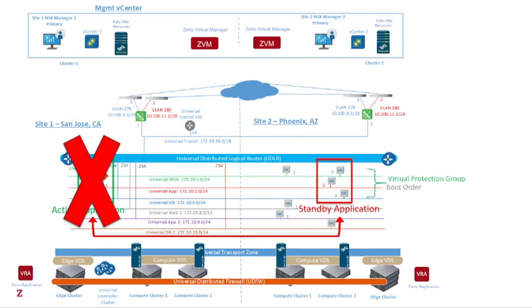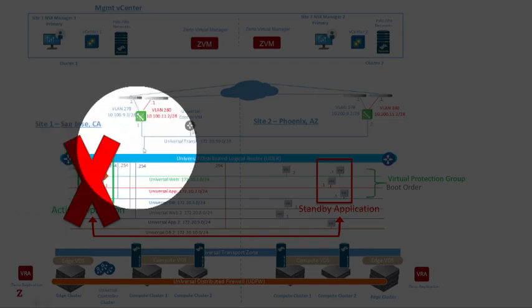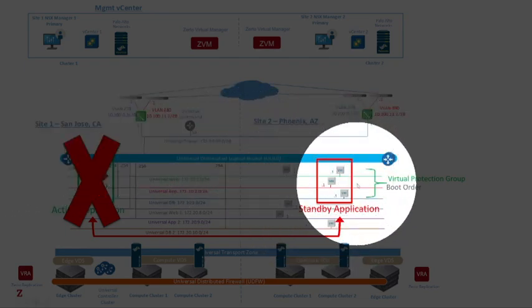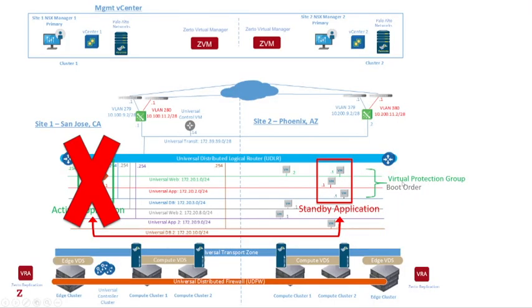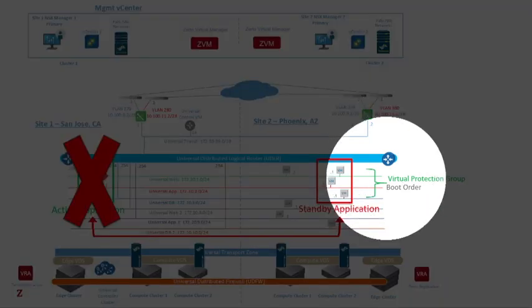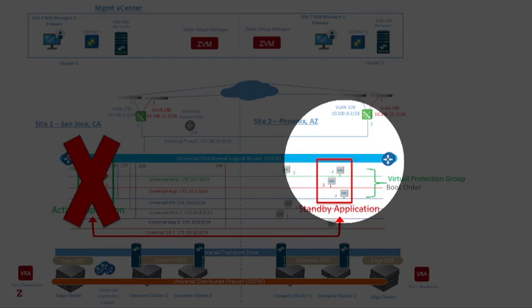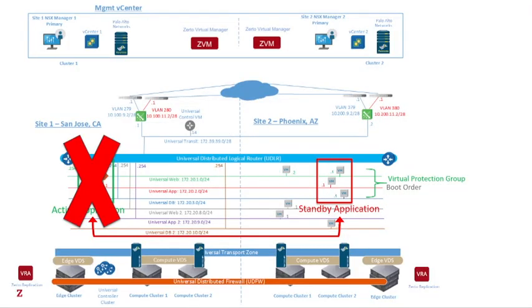Now, application goes down or site goes down. Zerto will basically bring up this application at site 2, my virtual protection group here, and based on the boot order I've configured, ideally I want to bring up database, then app, and then web. So when my web front end comes up, all the back-end services are already taken care of.